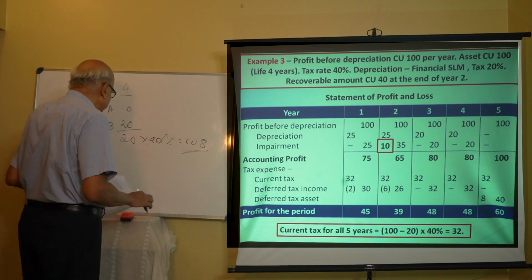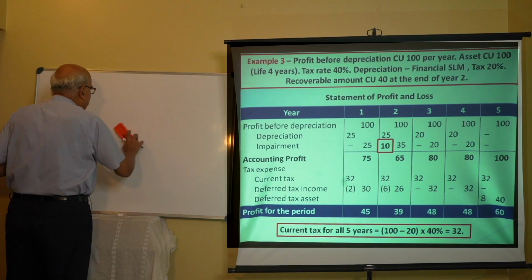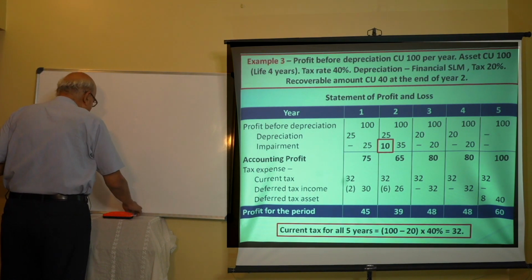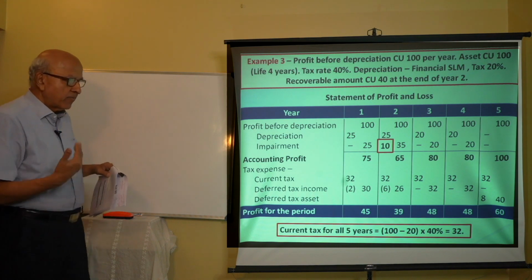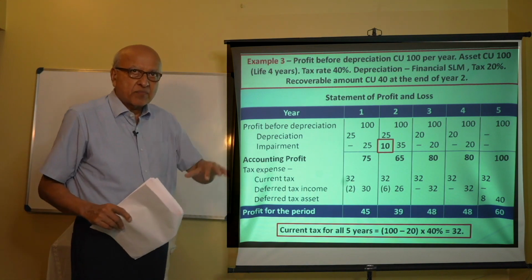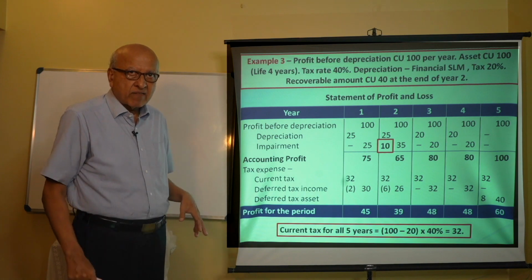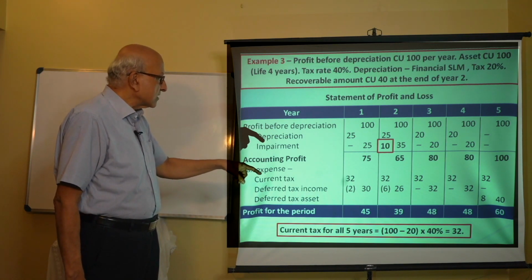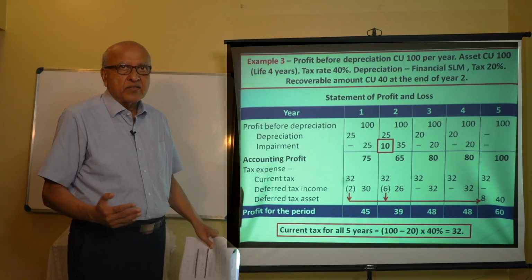Last year, my carrying amount is already 0. In the last year, tax base is also 0. They have allowed 20 rupees tax deduction for depreciation. So when these two are 0, no temporary difference can exist. So the deferred tax asset of 8 is reversed.